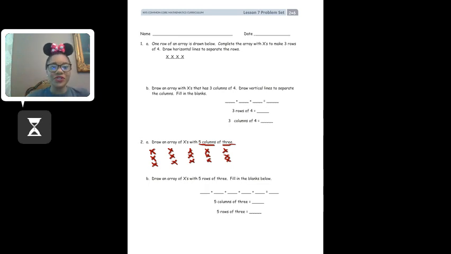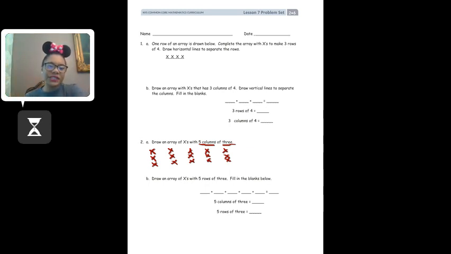Good job. Now it's time to go into letter B, and let's see what Kid Panda is doing and see if they can come and read this question for us, okay? All right, boys and girls, now it's time to do letter B. Letter B says, draw an array of X's with 5 rows of 3. Fill in the blanks below. So we're going to be doing a repeated addition equation that has 5 columns of 3 and then 5 rows of 3 next. Okay? You can take it from here, Miss Williamson. All right, thank you, Kid Panda. No problem.